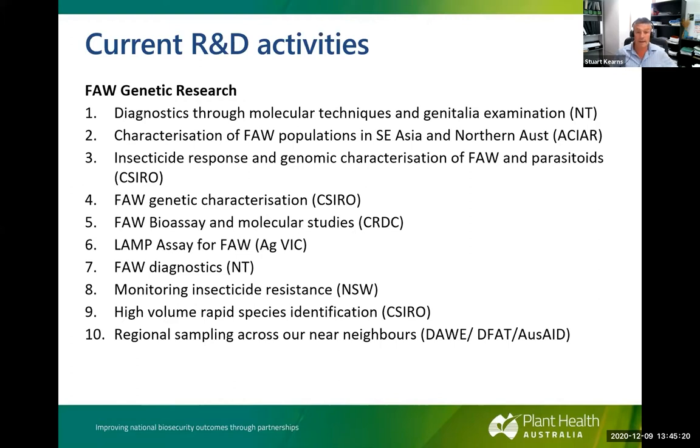Some monitoring work in New South Wales, and I'm sure Lisa's going to talk more about that. Some high volume rapid species identification through CSIRO, so looking to speed up that process of how we can get a rapid species identification in the field, not only through LAMP, but maybe through other mechanisms for the future. So these aren't necessarily short-term activities. And some regional sampling across our near neighbours, so New Guinea, Fiji, through the Torres Strait, that sort of thing, to understand what the populations are that we've got there.